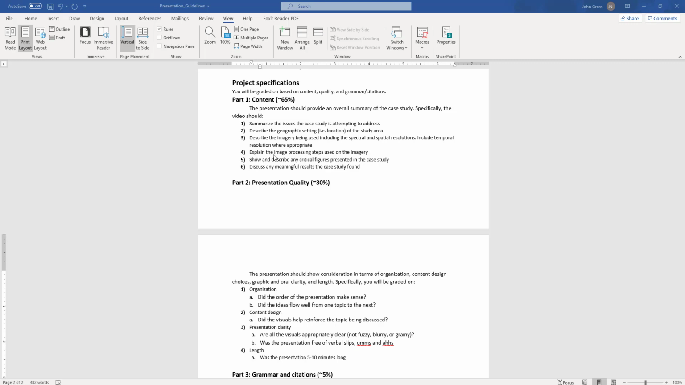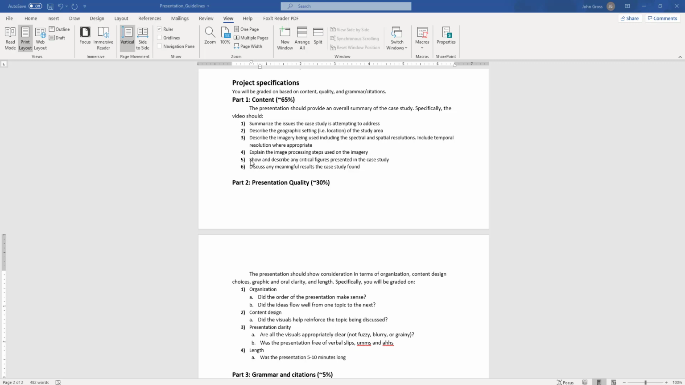Second, explain the image processing steps. Again, get into the mind of the researcher. Figure out what they did. Again, did they convert to something else like NDVI? Did they incorporate additional information? Like, did they incorporate information from the ground? Did they take measurements? What are those measurements? What do those measurements mean? Did they incorporate other data? Why did they incorporate that data, and what does that data mean? That's what this is saying.